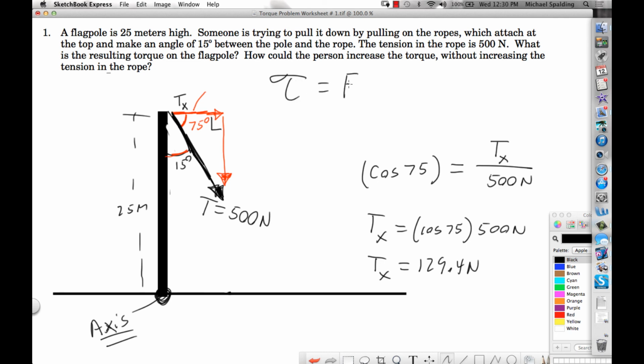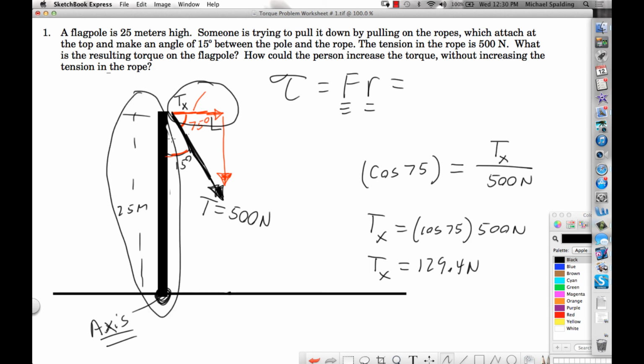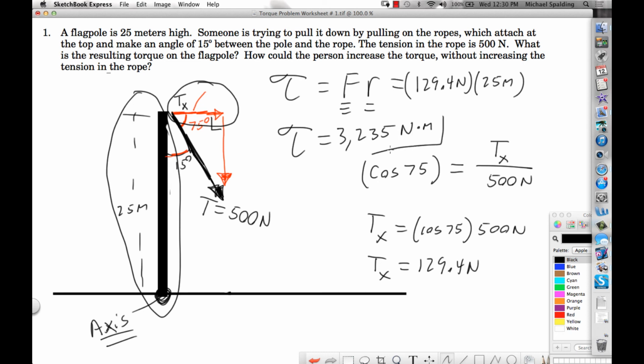Now, look, so now we can solve for the torque. So torque is equal to force times lever arm. These guys have to be perpendicular. Well, check it out. Tx is perpendicular to the 25-meter flagpole. They're perpendicular to each other. So we go, all right, 129.4 newtons times the 25 meters. We made them perpendicular. And you get the exact same answer, 3,235 Newton meter.